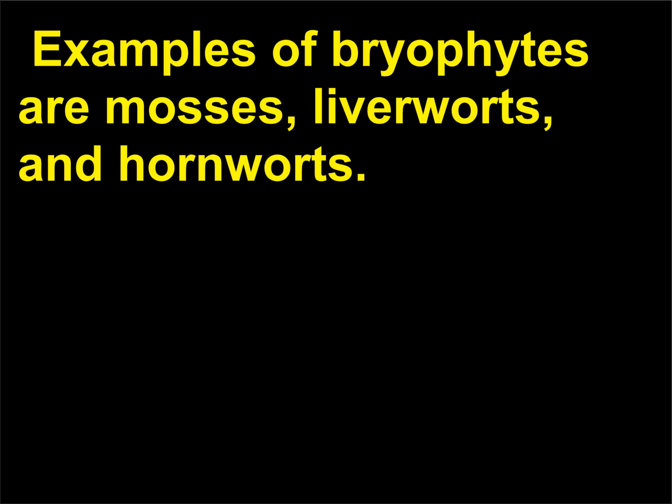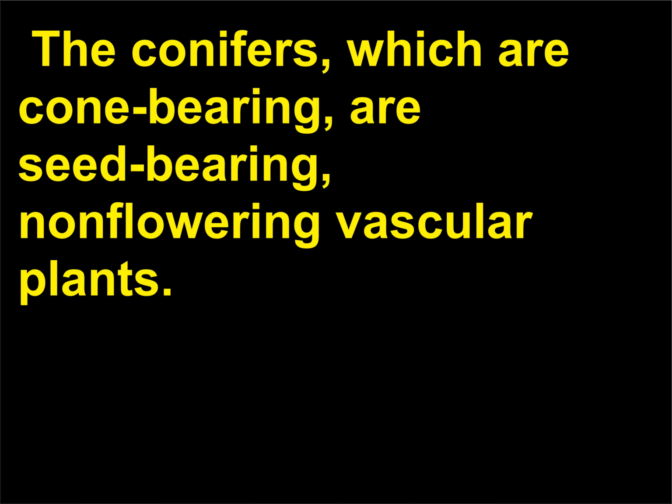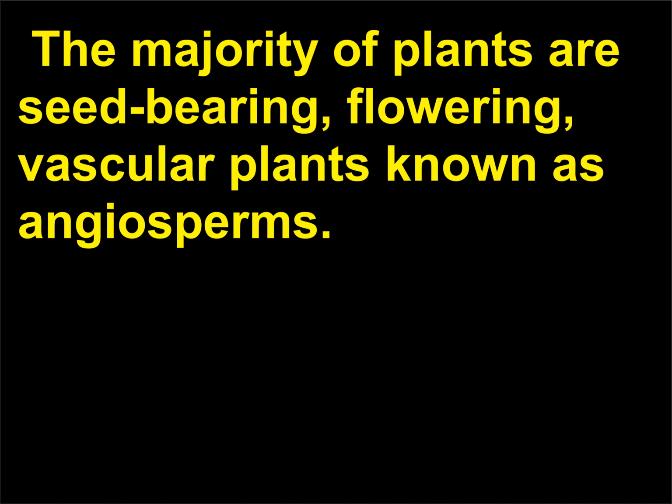Examples of seedless, vascular plants are ferns, horsetails, and club mosses. The conifers, which are cone-bearing, are seed-bearing, non-flowering vascular plants. The majority of plants are seed-bearing, flowering, vascular plants known as angiosperms.